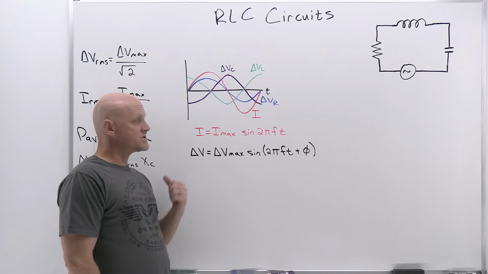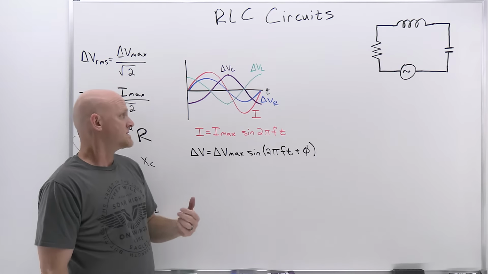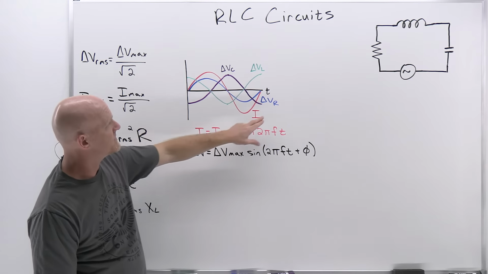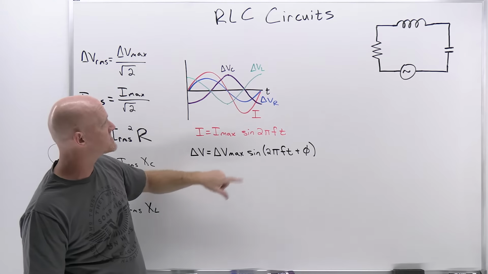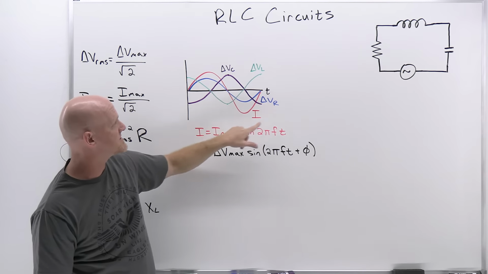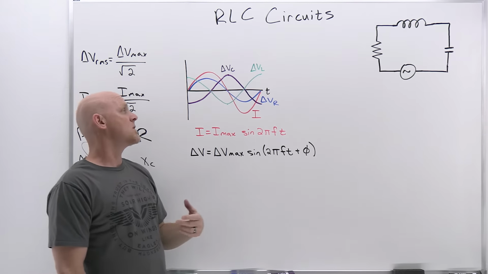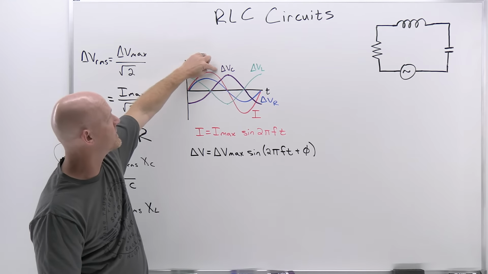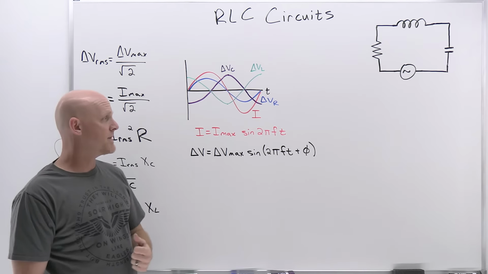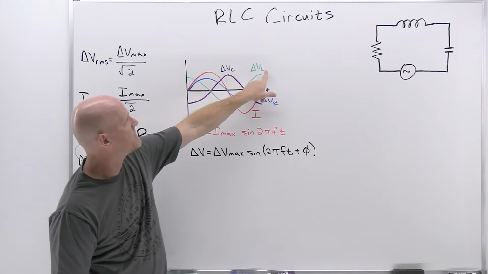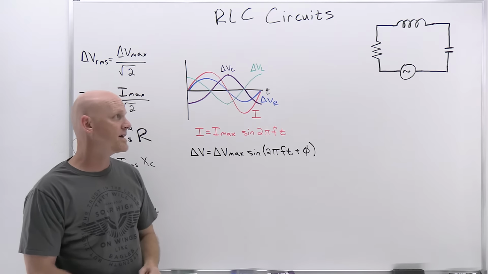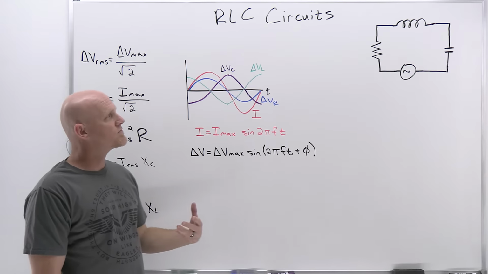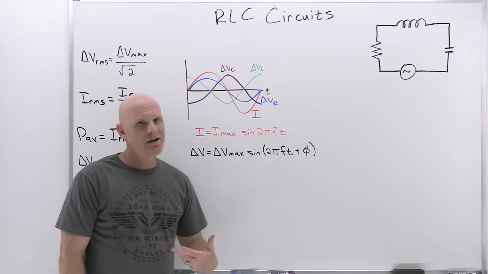So the voltage across each is going to be different though. If you recall, we said that the voltage across the resistor is in phase with the current. We can see that on this graph in blue for the voltage across the resistor and red for the current. But the voltage across the capacitor is going to lag the current by 90 degrees, and we can see that. And then the voltage across the inductor here in green is going to lead the current by 90 degrees.